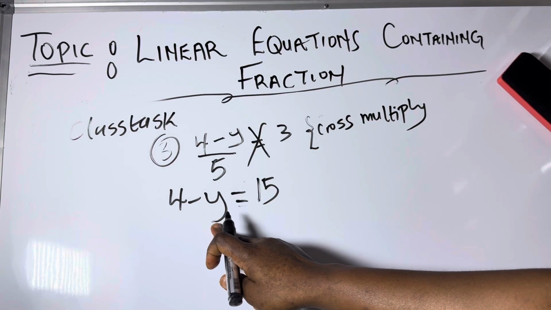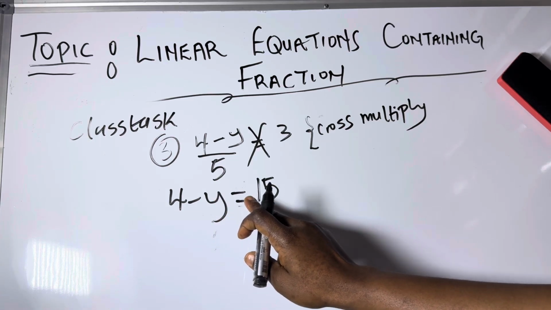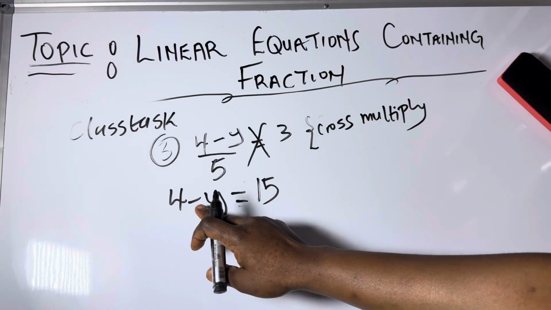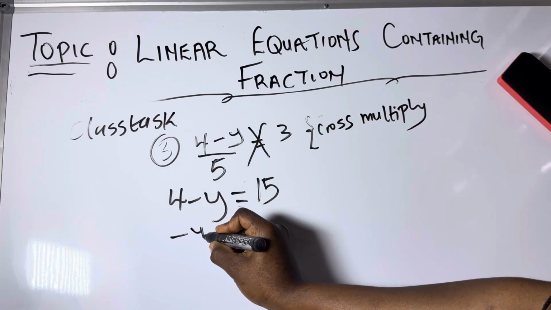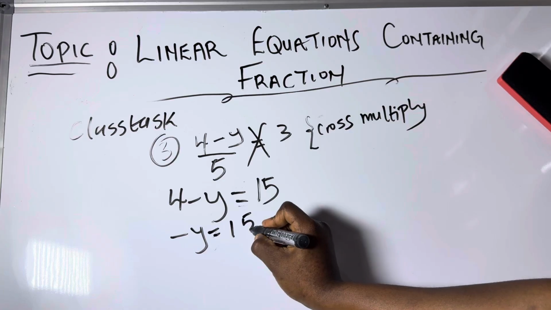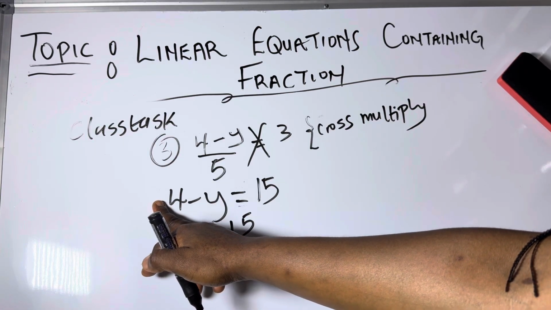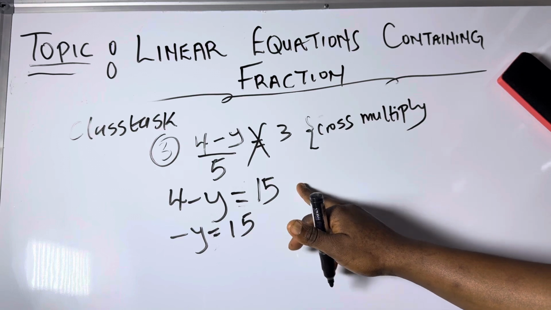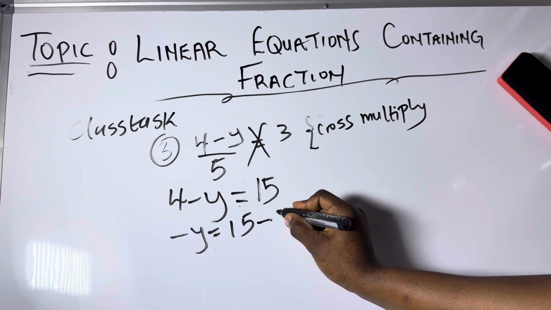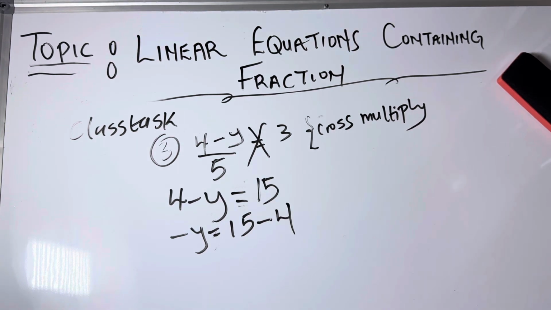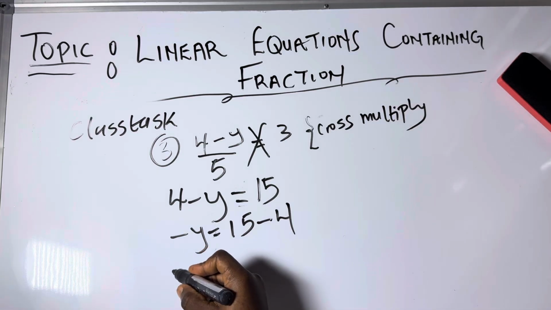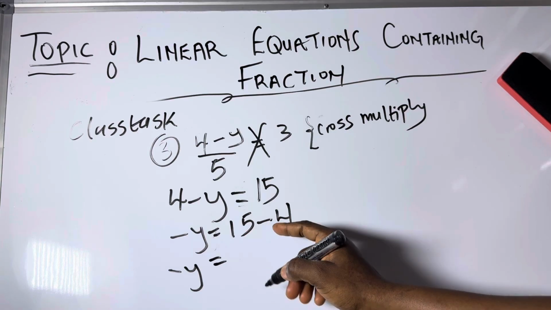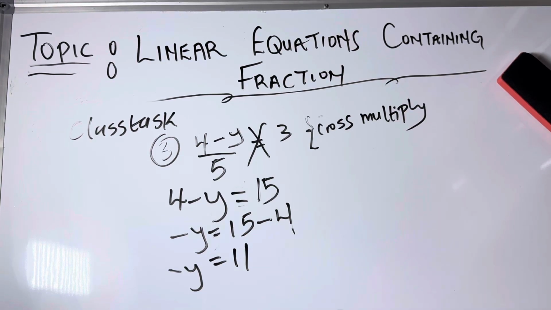Now, the next step is to collect like terms. 4 and 15 are unlike terms. So here we have minus y equals 15. There's a positive 4 here, an invisible positive sign. If it crosses to the other side, it changes to what? A negative 4. So now negative y equals 15 minus 4, which is 11.